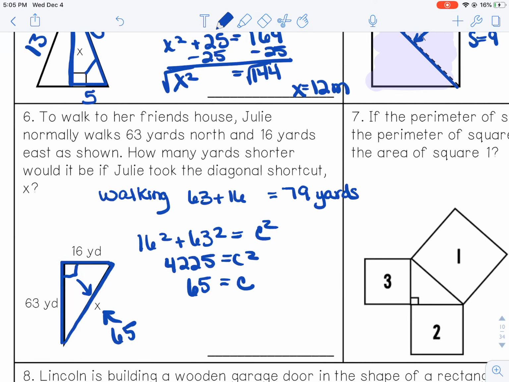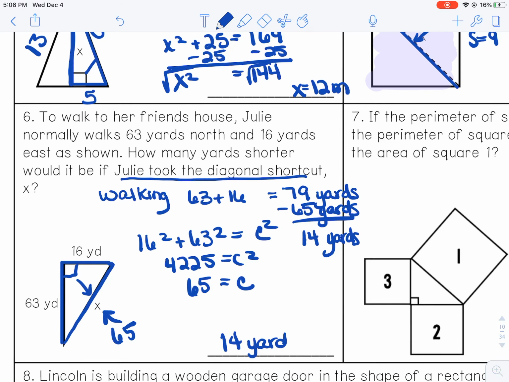That's not what the question's asking. A lot of us would want to put 65 yards right here, and again, that's not what the question says. The question says, how many yards shorter would it be if Julie took the diagonal shortcut? Well, the way that she walks generally is 79 yards. If she goes 65 yards instead, you're going to have to subtract. So that means it's going to be 14 yards shorter. Okay, so 14 yards is your answer.